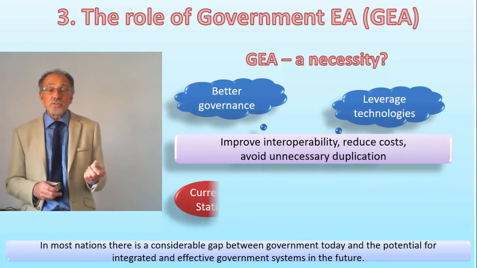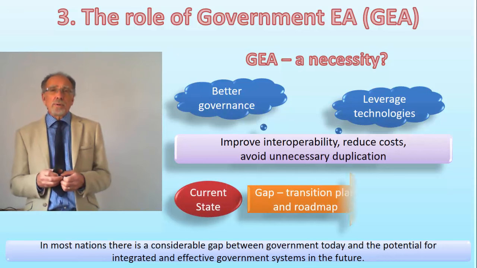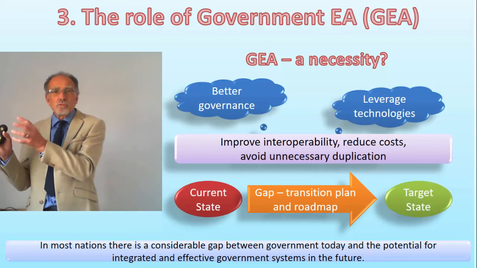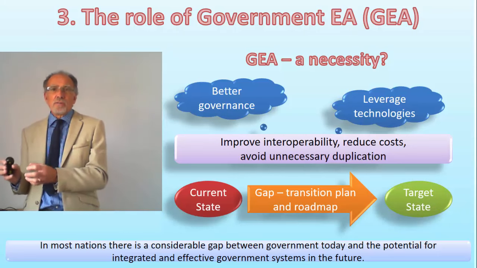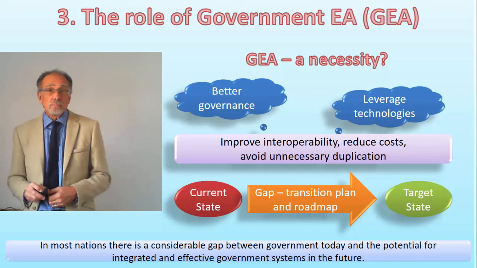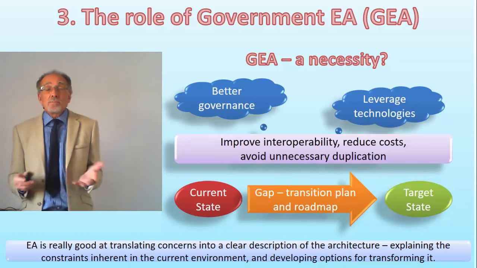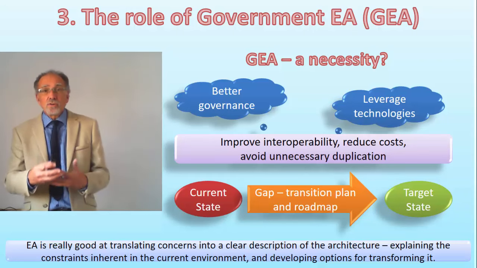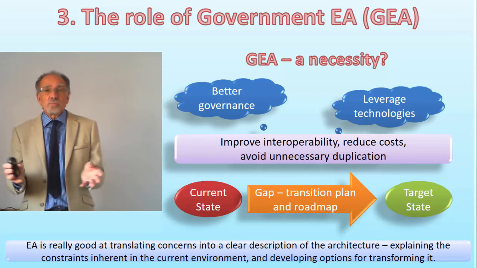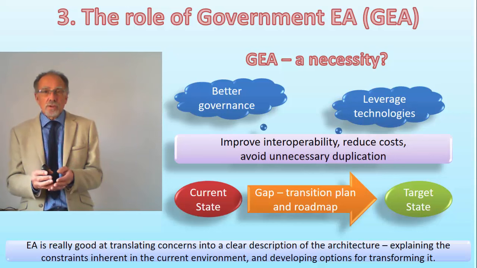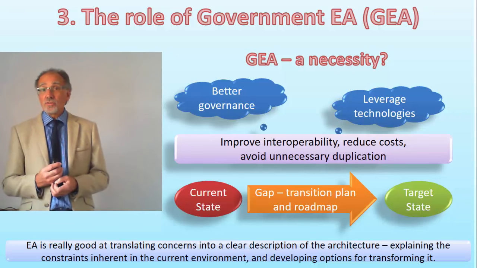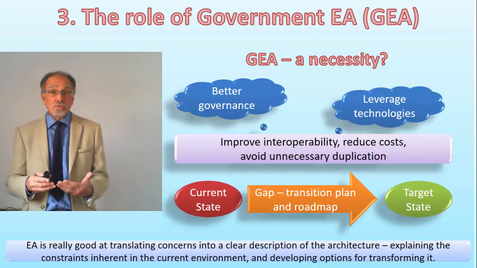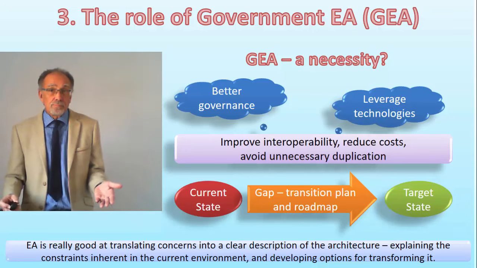In most nations, there's a considerable gap between government today and the potential for integrated and effective government systems in the future. Enterprise architecture is really good at translating concerns into a clear description of the architecture, explaining the constraints inherent in the current environment and developing options for transforming it.